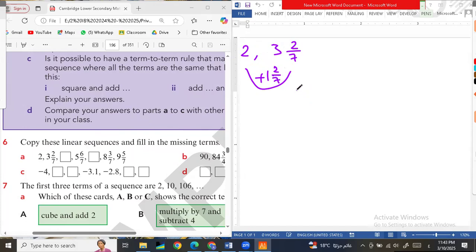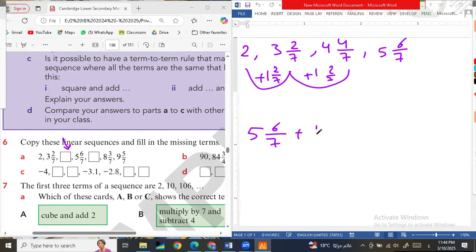So what am I supposed to do? I'm supposed to add to find the third term. I'm supposed to add also 1 and 2/7. So here, 1 and 3 is going to become 4. 2/7 and 2/7 is going to become 4 over 7. Good. Then the next one, they told you that it is 5 and 6 over 7. I need to add to it what? 1 and 2 over 7. So I need 5 and 6 over 7 plus 1 and 2 over 7. What is it going to be?